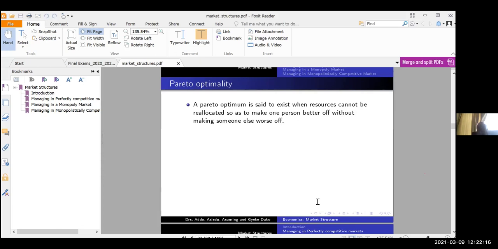The concept of Pareto optimum. What is Pareto optimum? It's even about your life. You have to be at the Pareto optimal level, right? You have to get to a point where you say, at this point, I am done. It means that you've reached your optimum. You can't do anything else with your life to improve your outcomes.